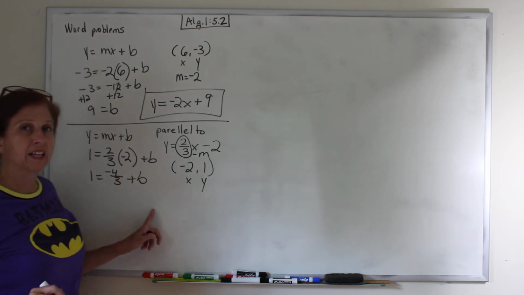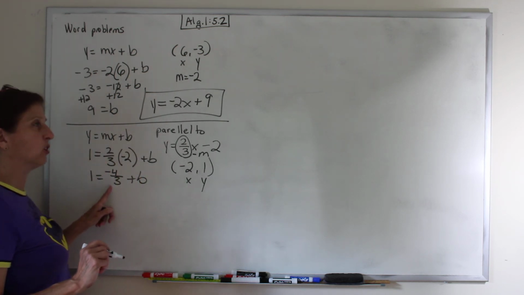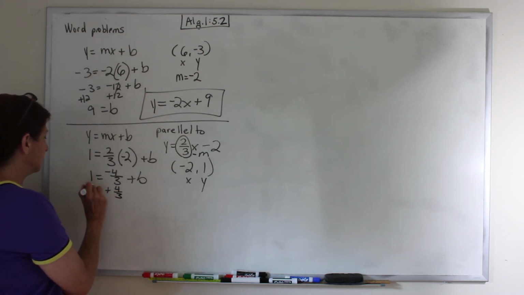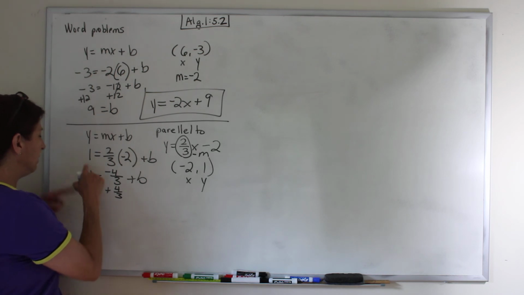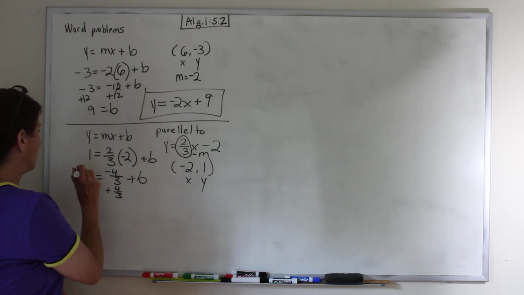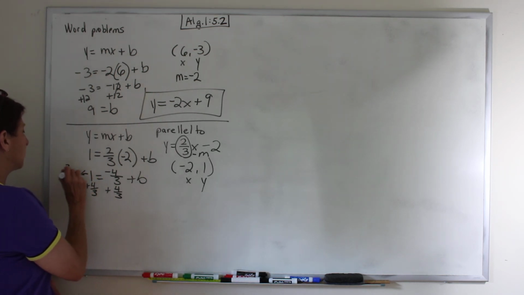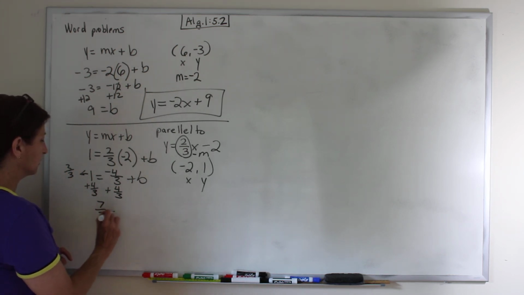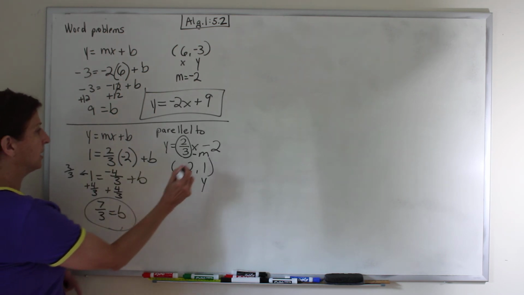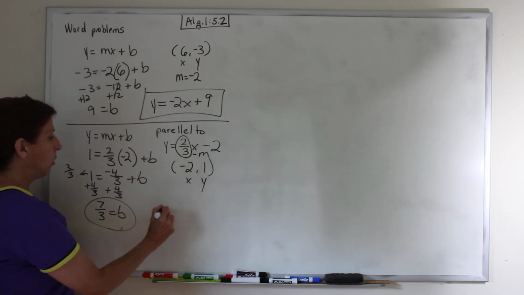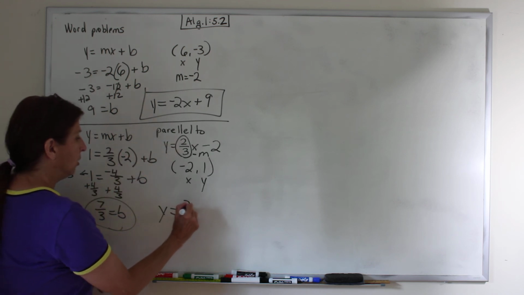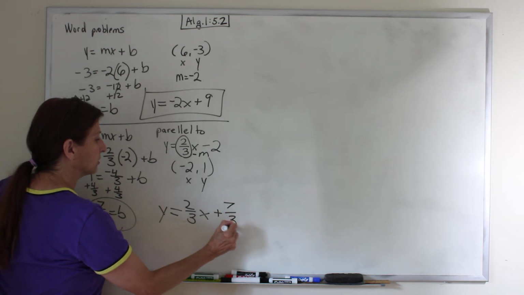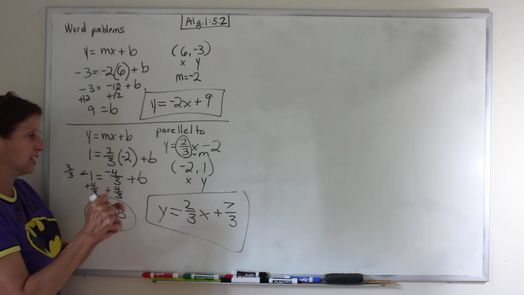-4/3 plus b. Why is b not alone? It has a -4/3, so what's the opposite? Plus 4/3. What we do to one side, we do to the other. Now, you might not know what 1 plus 4/3 is off the top of your head, but if you remember, 1 is 3/3, right? And 3/3 and 4/3 is 7/3. Now we can write the equation. We have m and we have b. y equals 2/3 x plus 7/3. Doesn't that look fancy with all those fractions and letters?